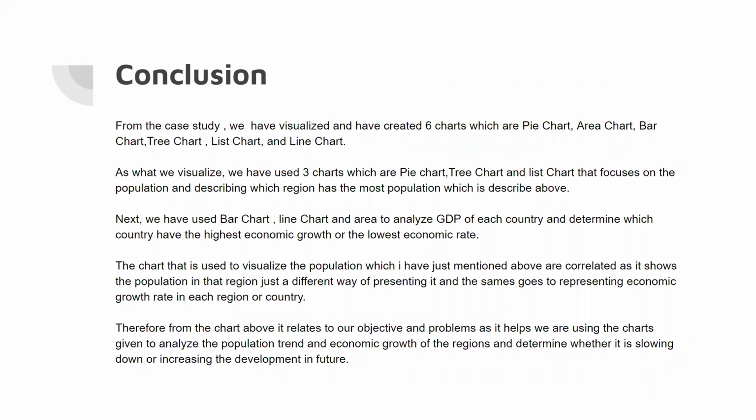So for the conclusion, for the case study, we have a total of 6 charts. Three of the charts focus on describing the population, which are the pie chart, tree map, and the list chart. And the rest of the 3 other charts, which are the bar chart, line chart, and area chart, are used to analyze the GDP, which is the economic growth of a population.